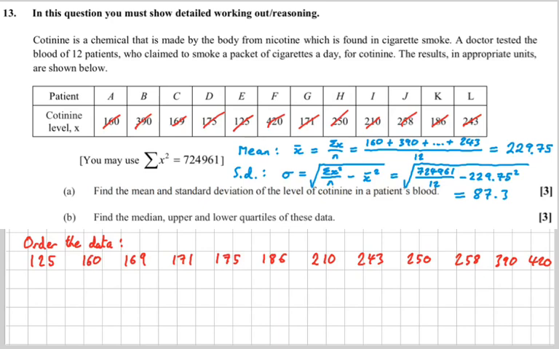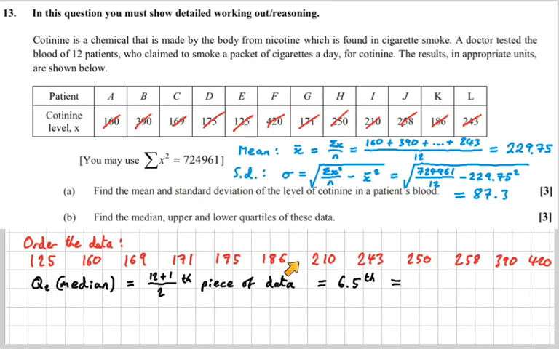Or you can recognise that since there's 12 pieces of data, the median one will be the 12 plus 1 over 2th piece of data. If n plus 1 over 2, n is 12 pieces of data, and that gives us 6.5. So we're looking for the 6.5th piece of data. 1, 2, 3, 4, 5, 6.5. That's 7. So 6, 7.